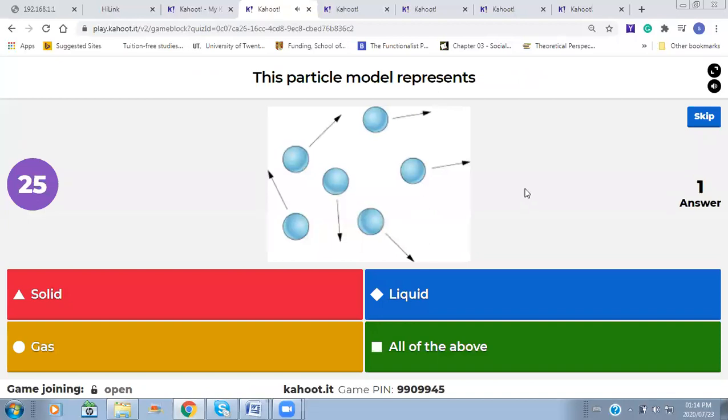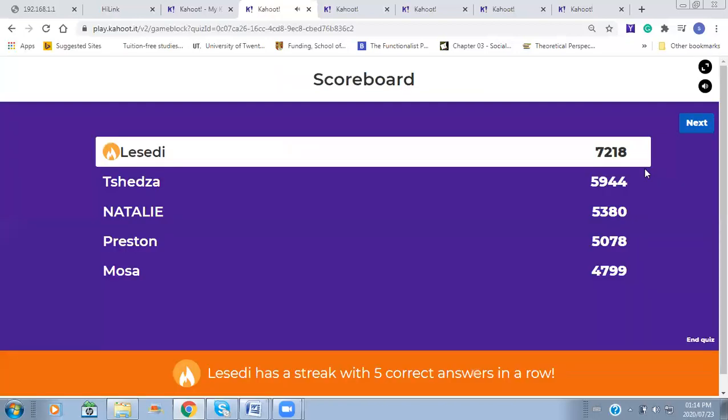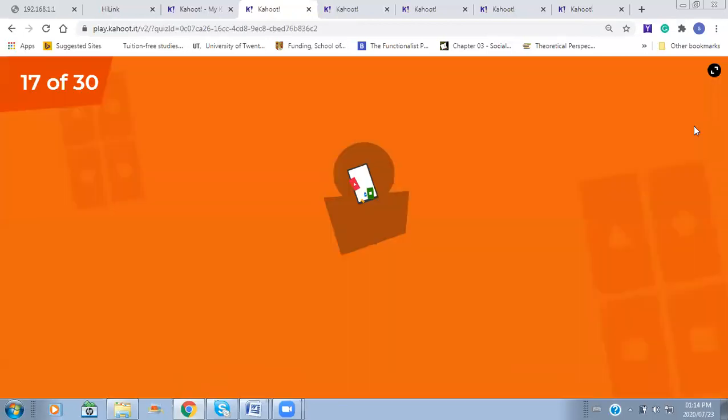This particular model represents, okay, you just need to look at the diagram and it will inform you. Is it a solid? Is it a liquid? Is it a gas? Or all of the above? Very good. Six of you are correct. That's representing a gas. So let's see who answered it first. Yes, it's Princeton, followed by Mosa and Atlanta, and also Lesedi. But Lesedi is still on the scoreboard.